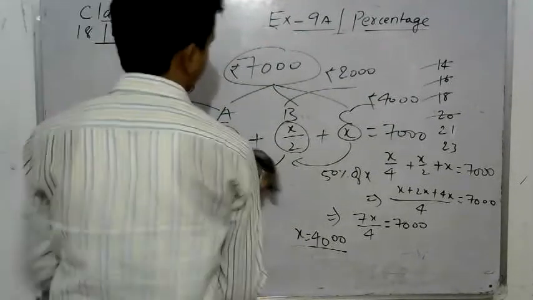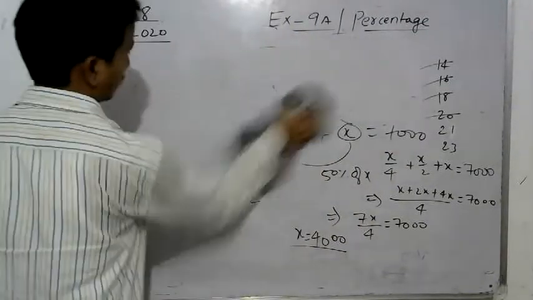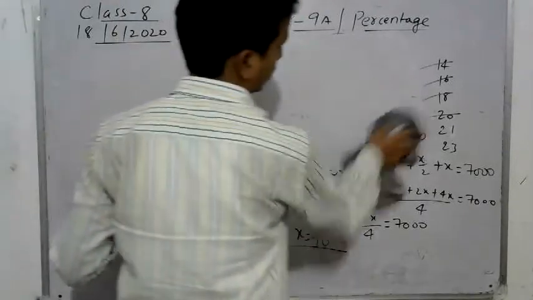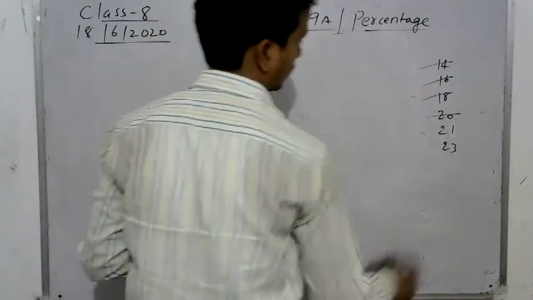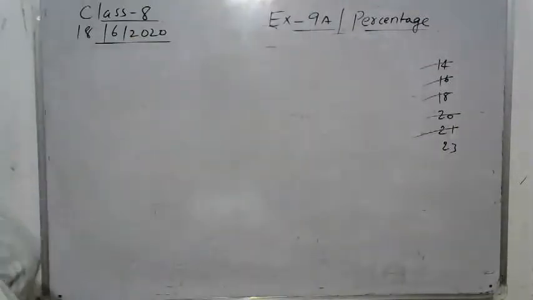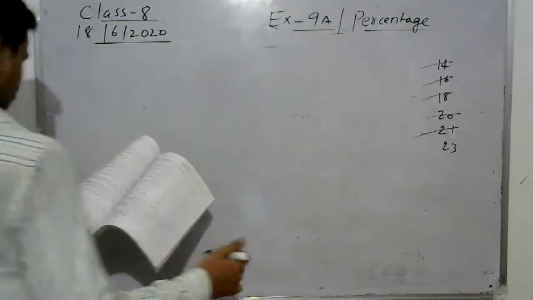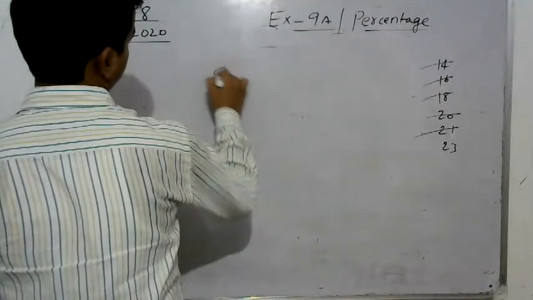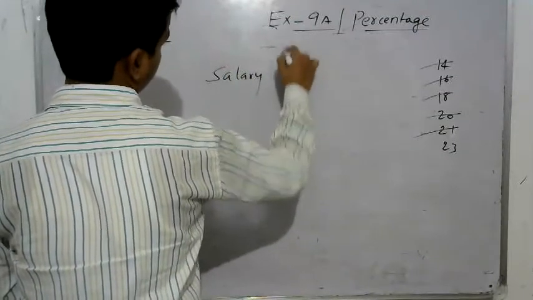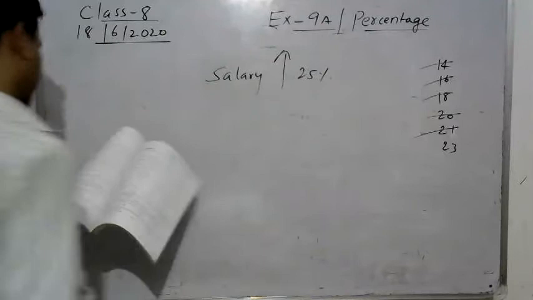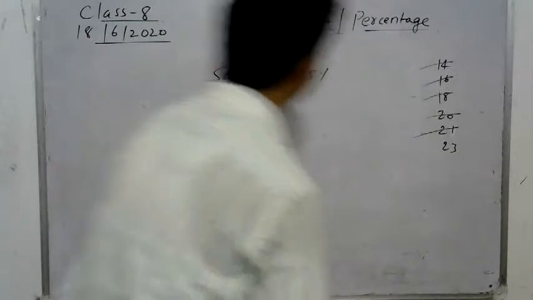Now let's see question number 23. Now in question number 23, the salary of an officer increased by 25%. Salary of an officer increased by 25%. By what percent should the new salary be decreased to restore the original salary?